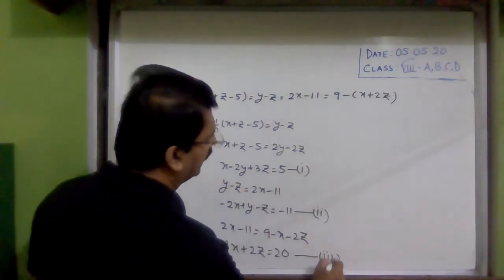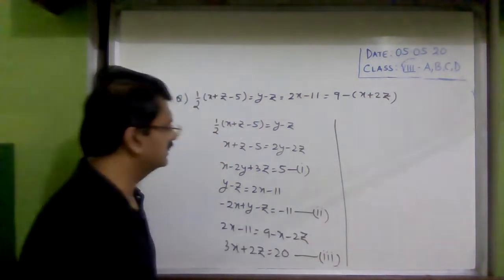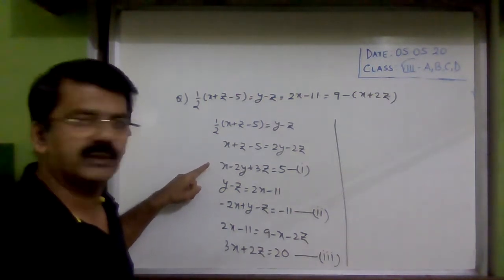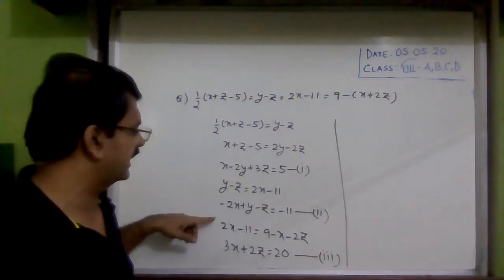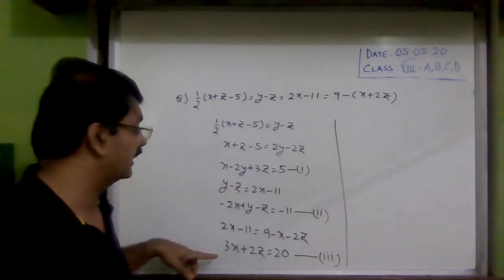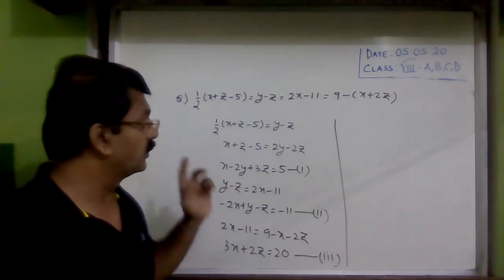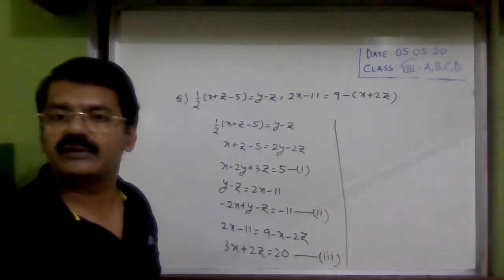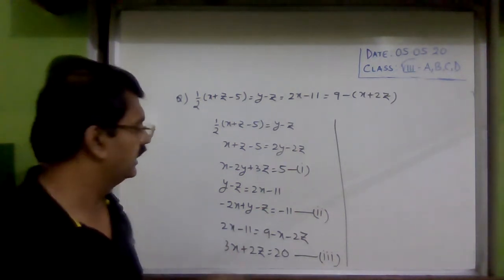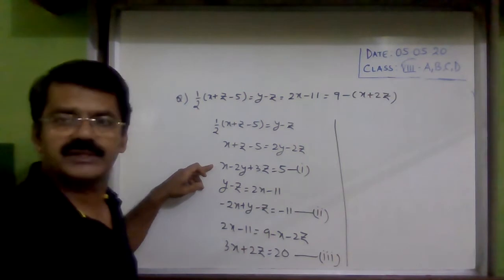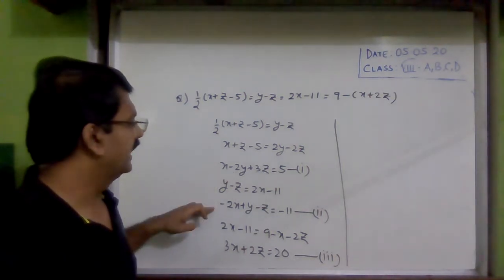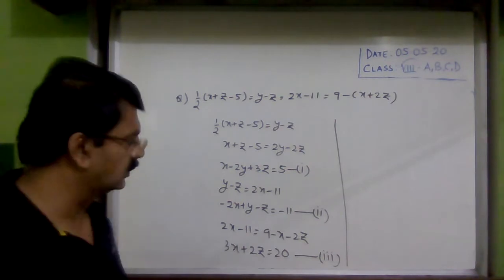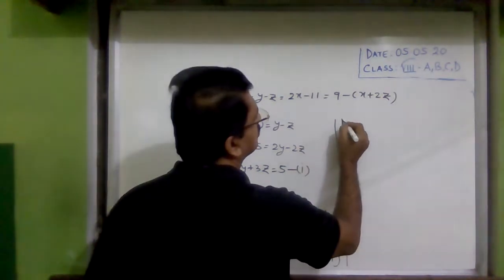Now you can see we have got three equations, equation 1, 2 and 3. In the first equation we have x, y and z, in the second also we have x, y and z, but in the third we have only x and z. So from the first and second we will try to eliminate y, so that we get another equation in x and z only. For that, you can see in the first equation the coefficient of y is 2. In the second equation the coefficient of y is 1. So you multiply equation 2 by 2.